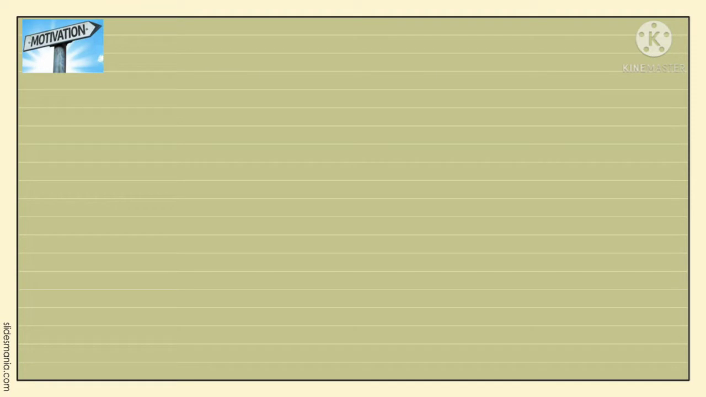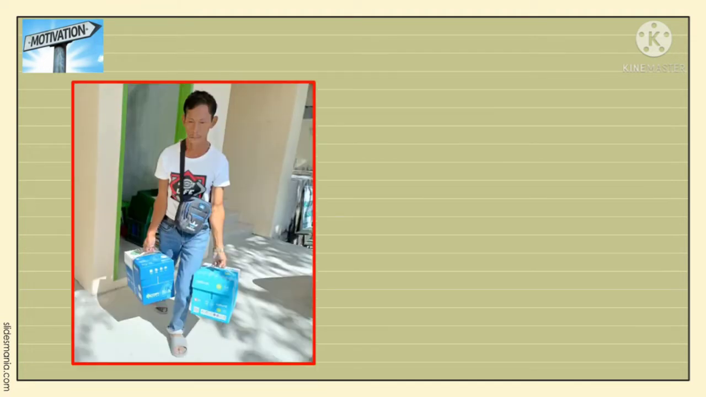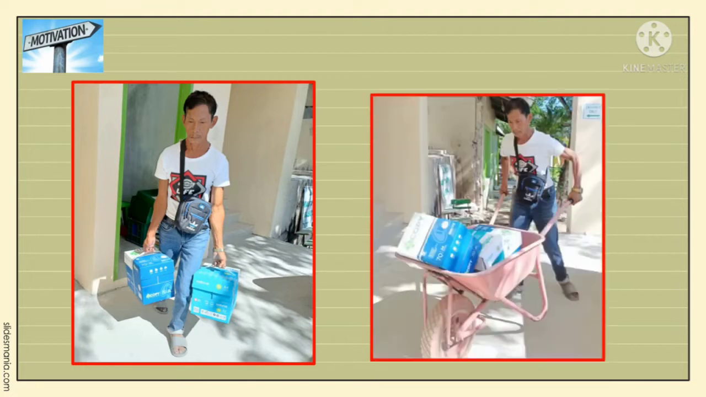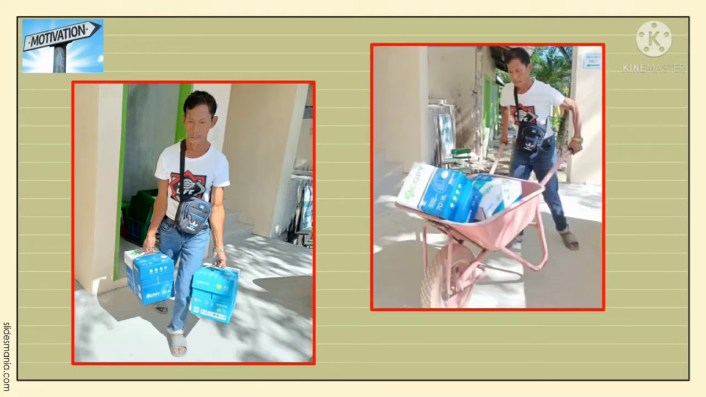Now, let's take a look at these two pictures. This is picture A, and this is picture B. Who is in the picture? Correct! Mang Noel or Mang Johnny, our school janitor. What is he doing? Yes, in picture A, Mang Johnny is carrying boxes of bond paper. While in picture B, Mang Johnny is using a wheelbarrow or carretilla to carry the boxes of bond paper.